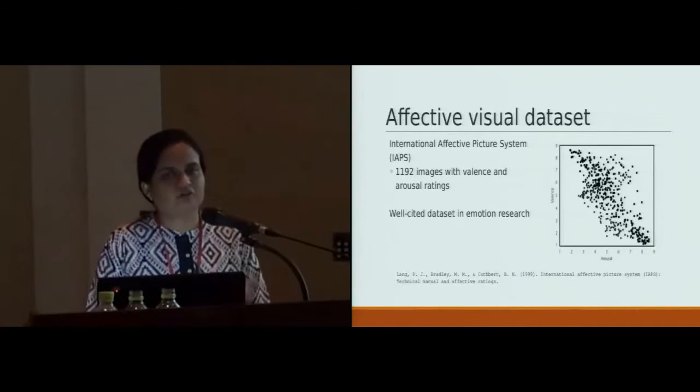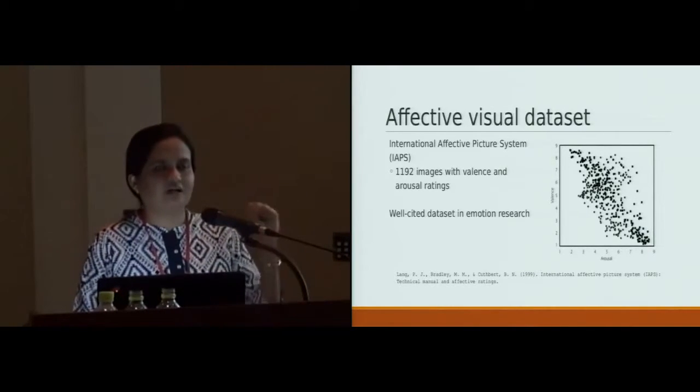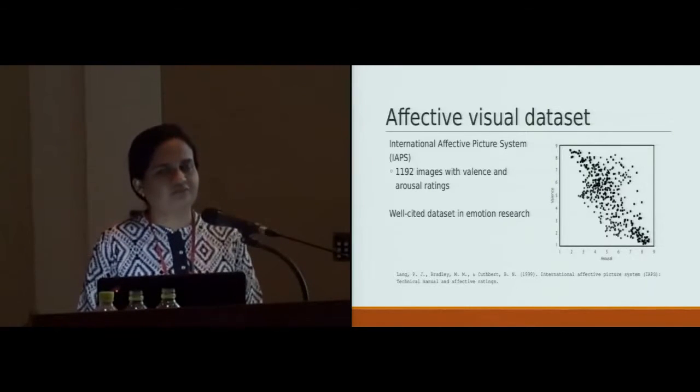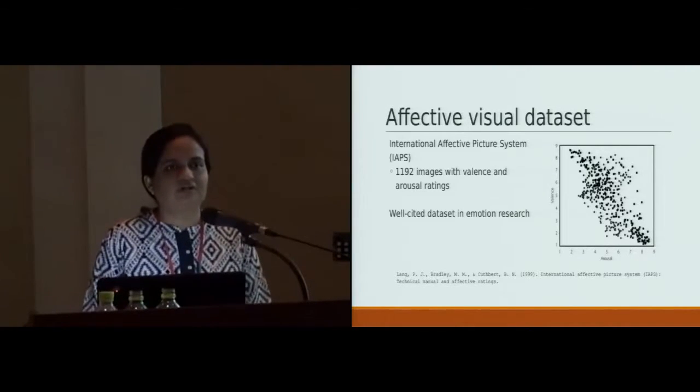So the next step was to choose an affective visual data set. Now thankfully there already exists an extremely well-cited visual data set. This is called the International Affective Picture System. This has 1192 images with valence and arousal ratings.